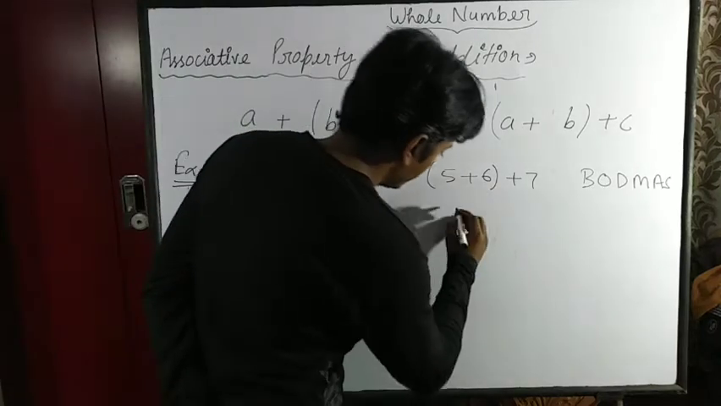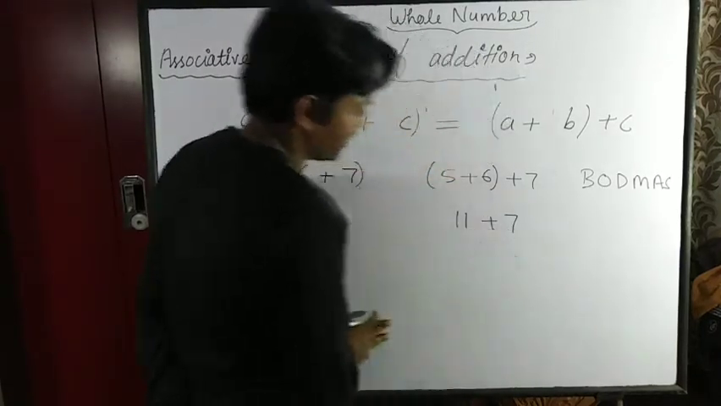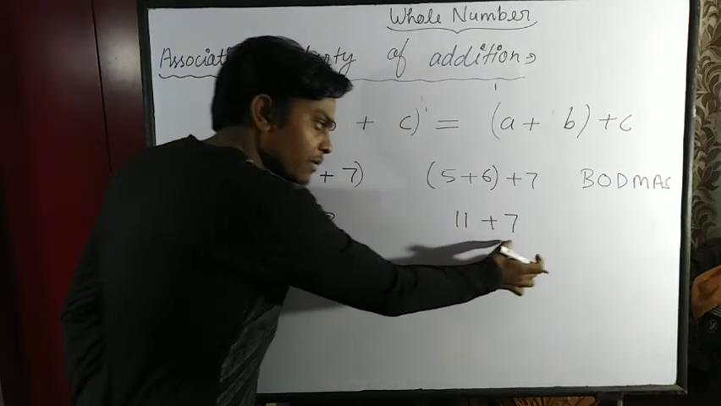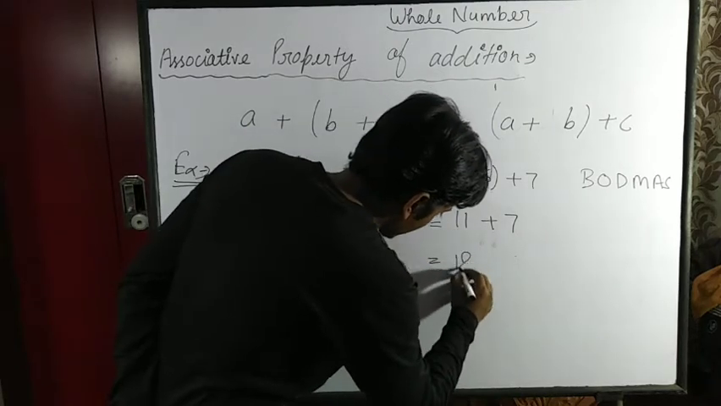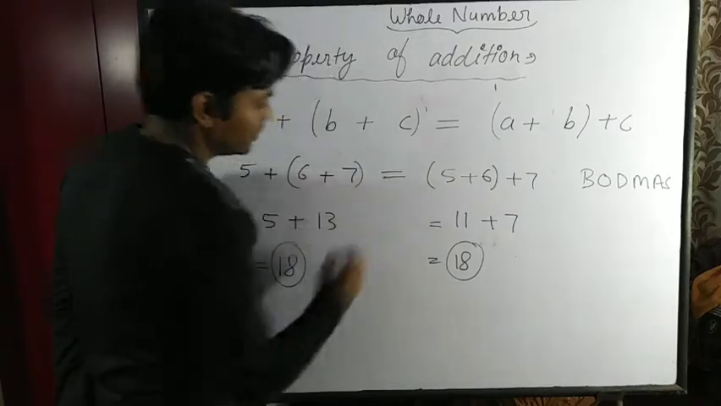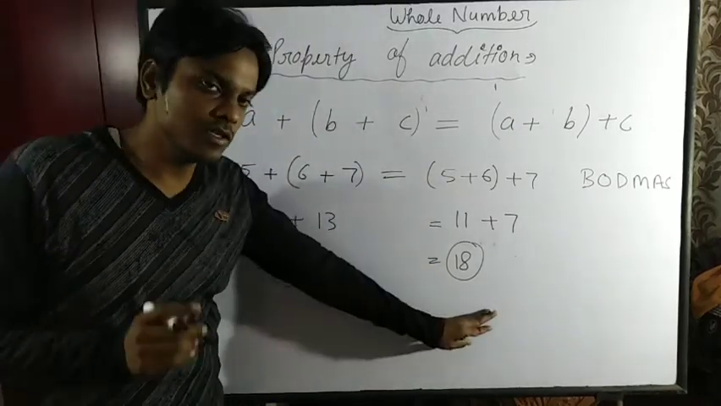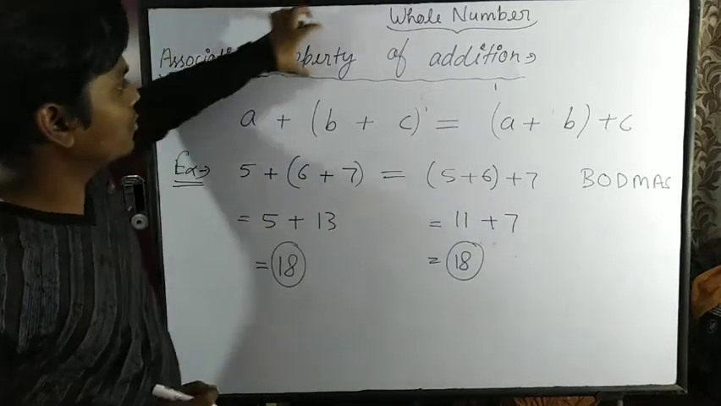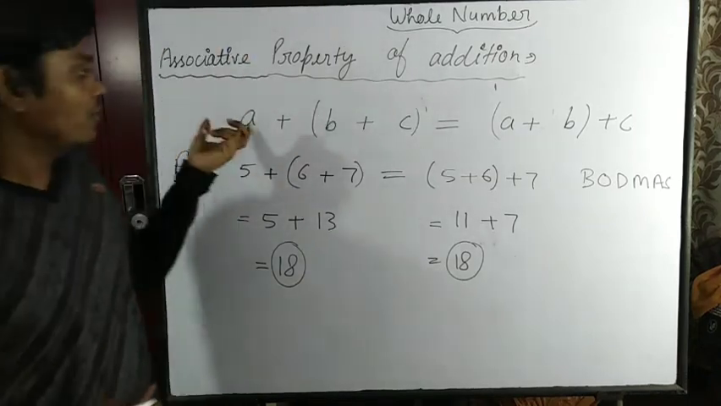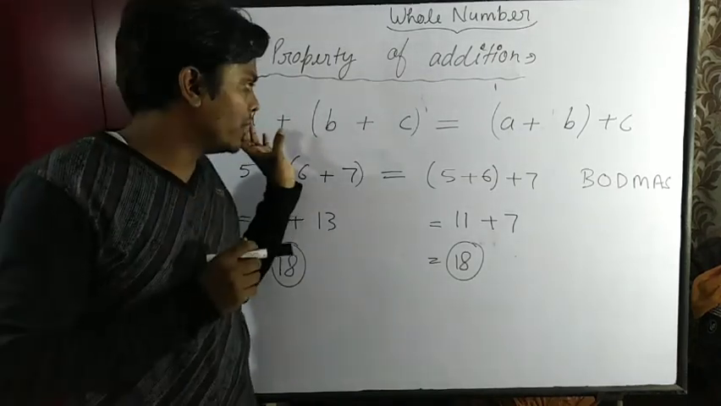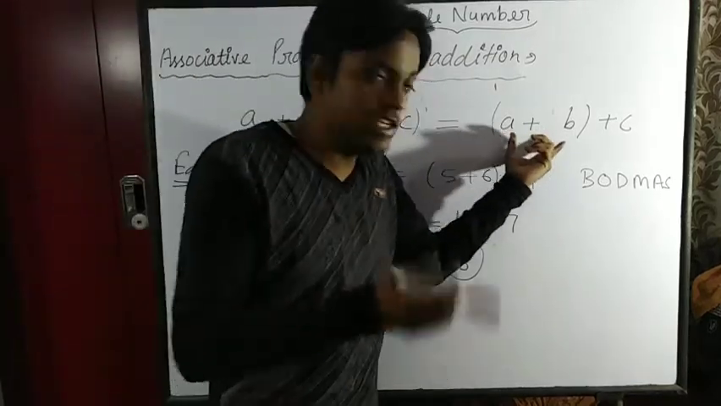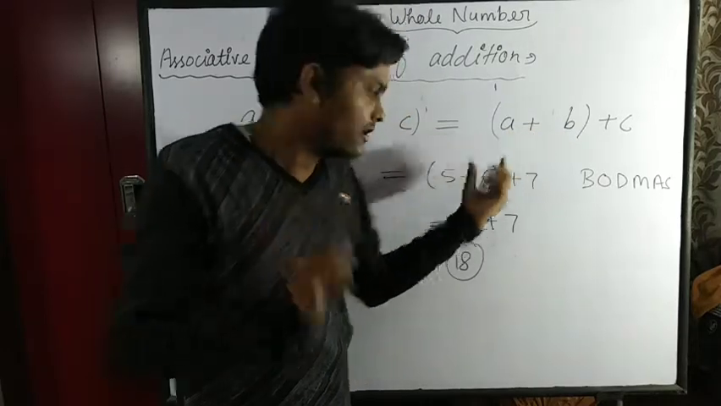Now here, 5 plus 6, 11 plus 7. First of all, according to BODMAS, we will solve this bracket. So 5 plus 6 is 11. 11 plus 7 is equal to 18. See, we get the same result. This is the proof of the associative property of addition. It means we associate any whole number with a group of whole numbers, and if we change the grouping, we will get the same result.